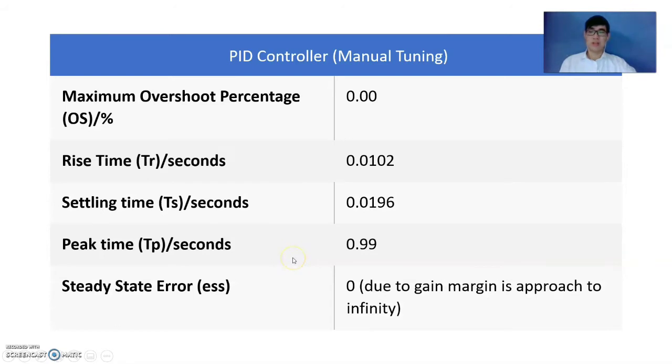Okay, so this is the properties of the PID controller with manual tuning. So the maximum overshoot percentage is 0.0%. The rise time is 0.0102 seconds. The settling time is 0.0196 seconds. The peak time is 0.99 seconds. While the steady state error is 0 due to the gain margin approaching infinity.